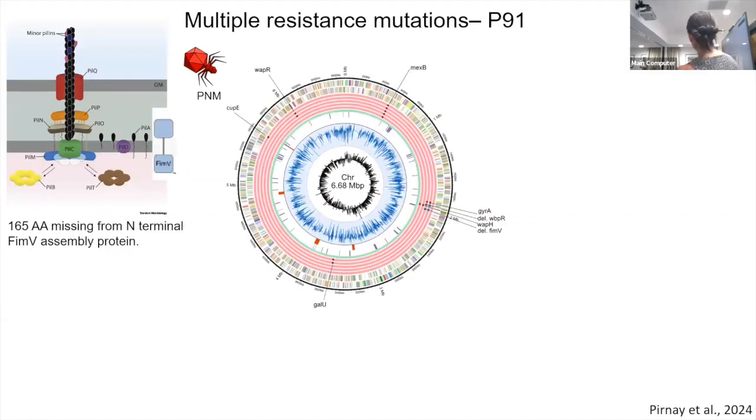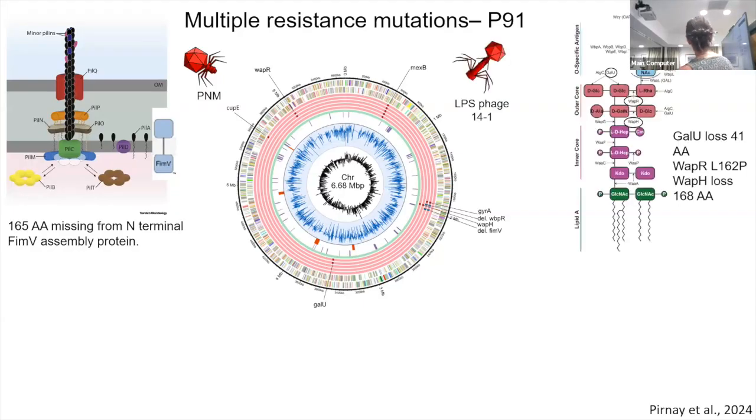So what do you see when you use 3 phages that target 3 different receptors? You see this in the literature too, where you should not see resistance, but no, we see this. We see resistance to all 3 phages. So for PNM, we see a mutation in FimV.